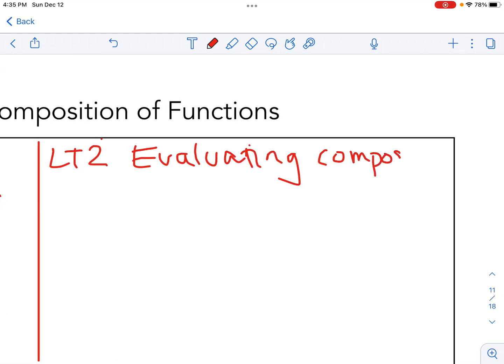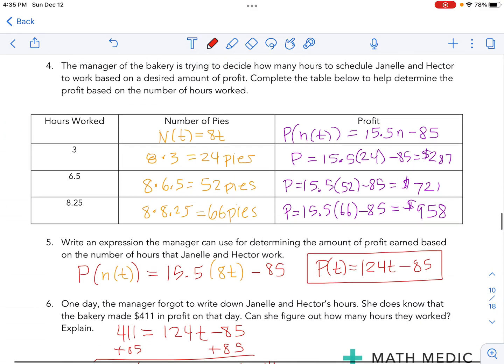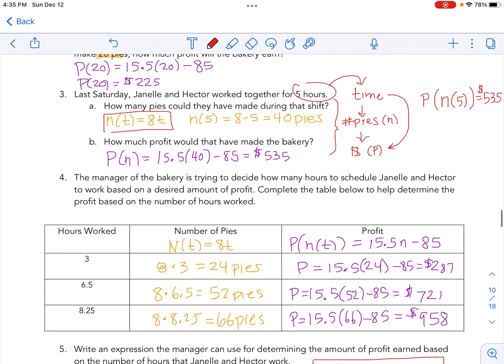And if we look back at evaluating a composition, if we look back at the notes, we can evaluate it two ways. We can take it in two steps, kind of like we were doing up here, right? We found the number of pies, then we took the number of pies and put it into the profit expression.